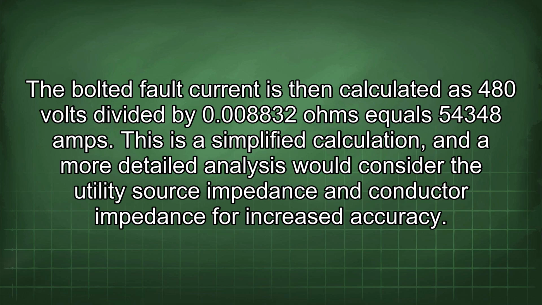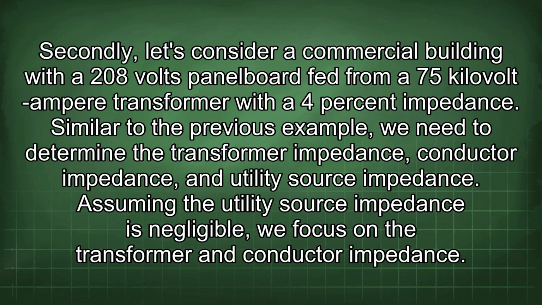impedance for increased accuracy. Secondly, let's consider a commercial building with a 208 volt panelboard fed from a 75 kilovolt ampere transformer with a 4% impedance. Similar to the previous example, we need to determine the transformer impedance, conductor impedance, and utility source impedance. Assuming the utility source impedance is negligible, we focus on the transformer and conductor impedance.